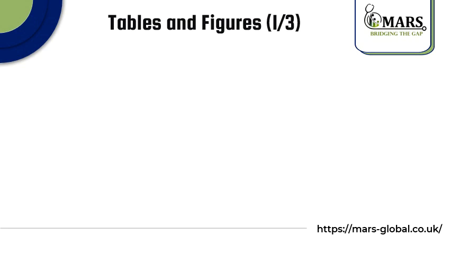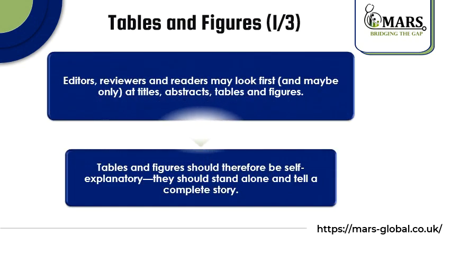So it's one more thing that editors, reviewers, and readers may look first and sometimes even only at the titles, the abstracts, tables, and figures. So it's very important that tables and figures should be self-explanatory. They should stand alone and tell a complete story. A reader, just by looking at the tables and figures, should be capable of figuring out what the research is about, the same way he would do so if he was reading the abstract only.